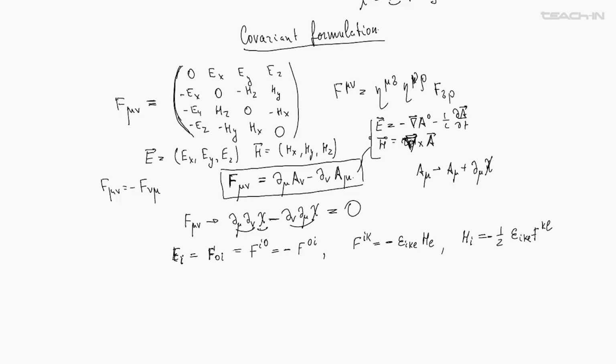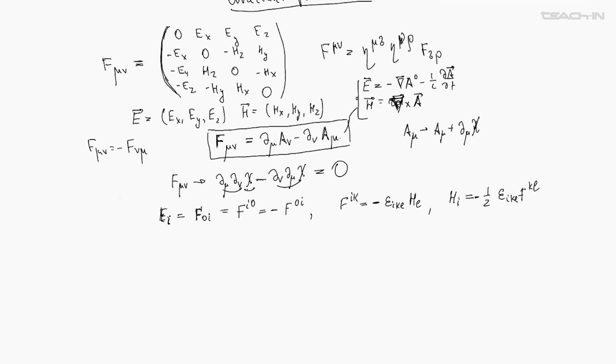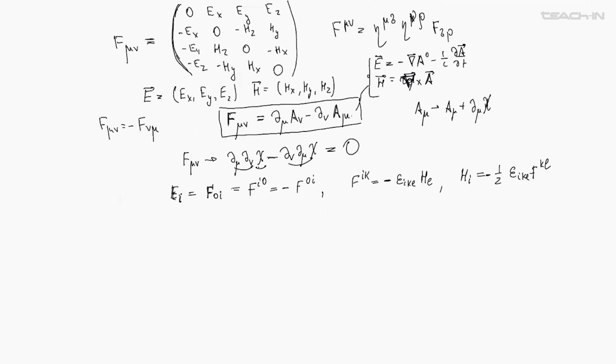And this definition of the electromagnetic tensor implies the so-called Bianchi identities.